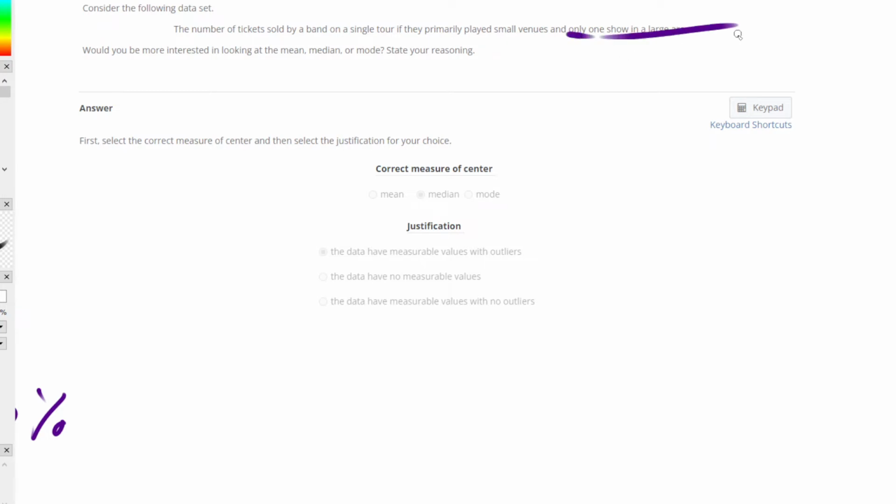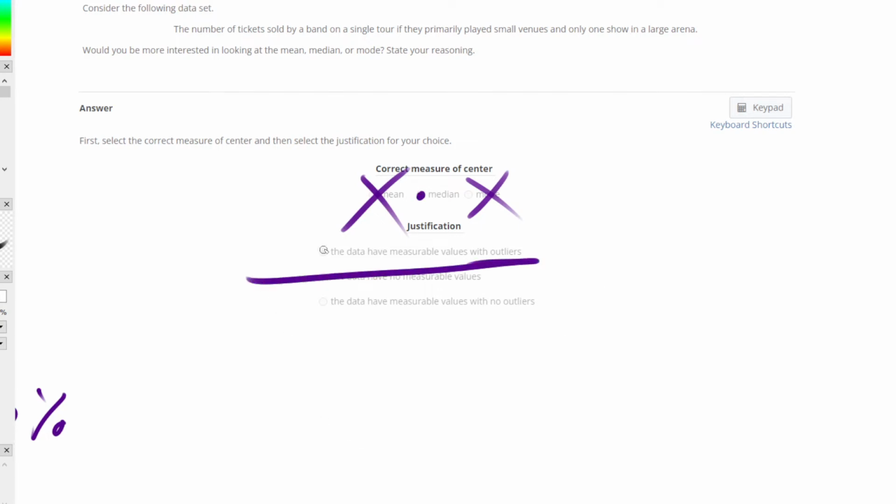So it's giving us an outlier. He does one show in a large arena. That would probably throw off our data. So we probably don't want mean. We probably don't care about mode because, number one, it's unlikely that he sells the same amount of tickets in more than one. But also, even if it happened, it wouldn't really be useful. So it's going to be median. And we know that it has outliers, so the data has measurable values with outliers.